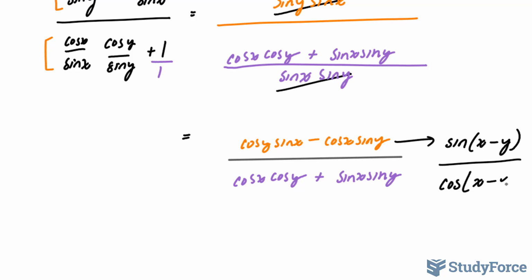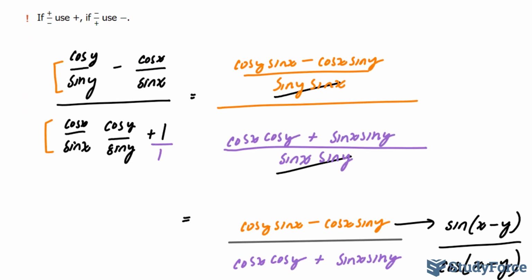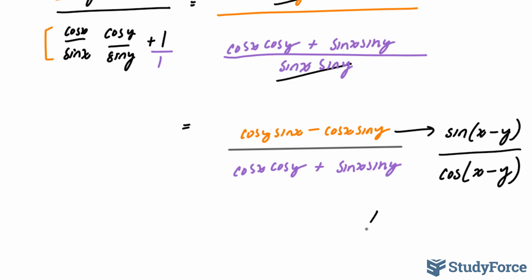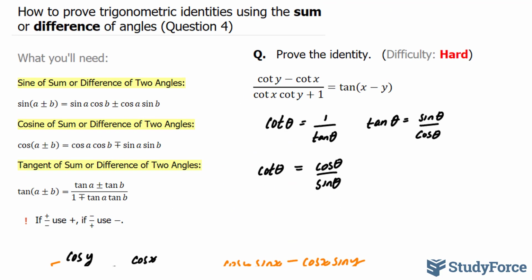Cosine x minus y. And remember what we said at the beginning when I said tangent theta is equal to sine theta over cosine theta? We can replace this whole thing with simply tangent x minus y, which, if you recall, this was in fact the right side. Therefore, the left side equals the right side. And that is how to prove trigonometric identities using the sum or differences of angles.